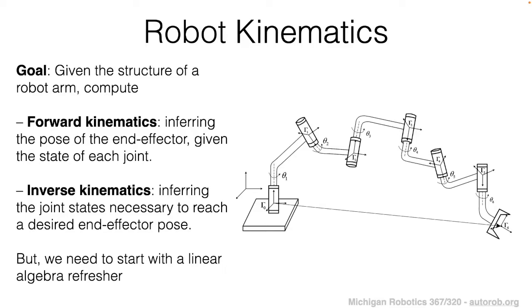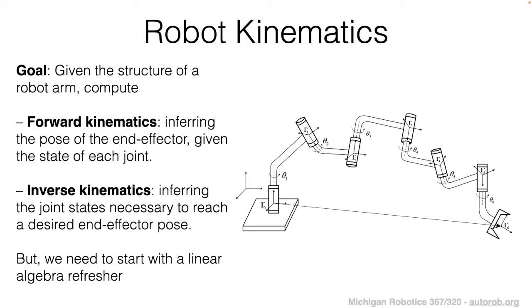So in this case, figure here, we're looking specifically at a robot arm. We want to be able to compute two core pieces of information. The first is what's called forward kinematics, where again we're given this structural description of the robot arm, so the state of the robot arm at a specific time, and we want to be able to infer the pose of the end effector of that robot given each of the corresponding joint states, right?